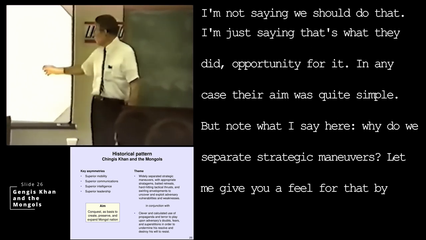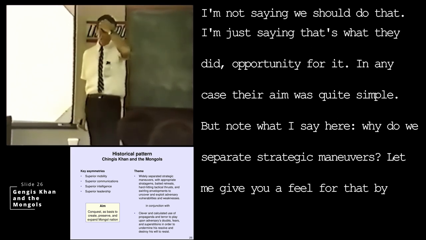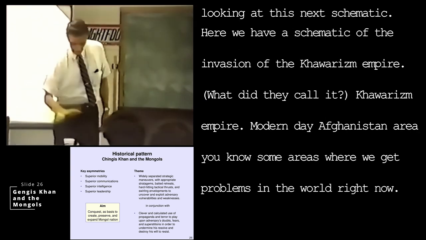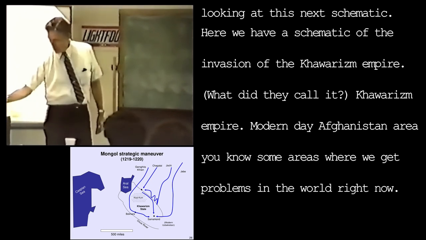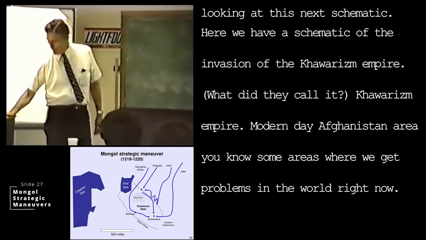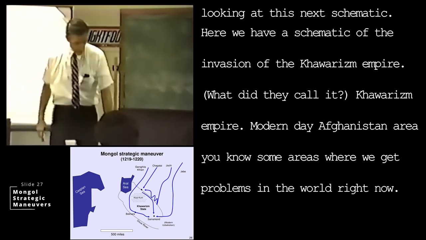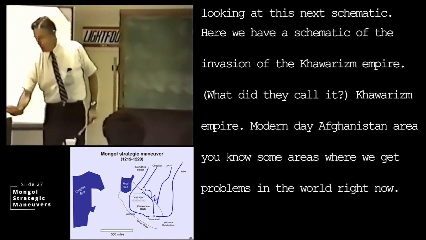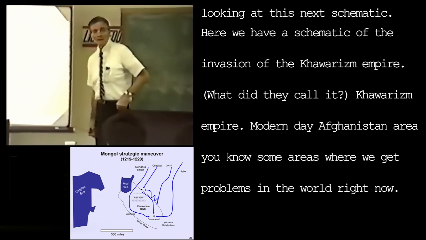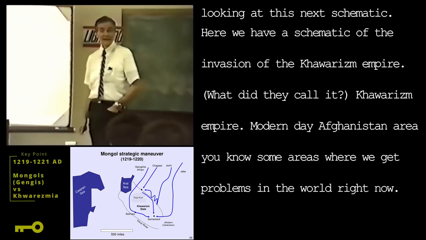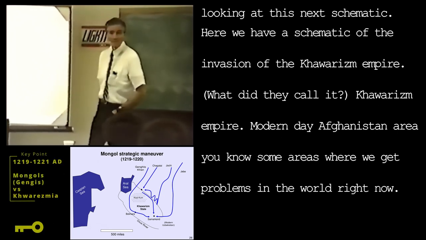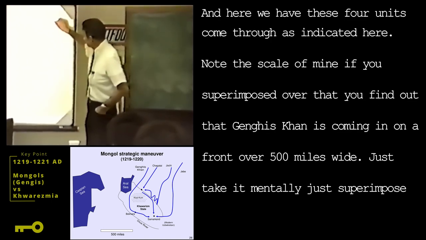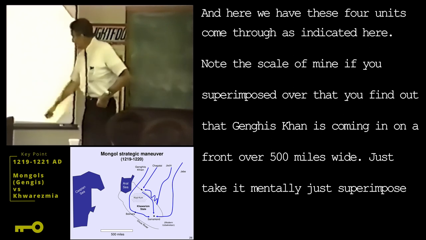But note what I say here. Why do we separate strategic maneuvers? Let me give you a feel for that by looking at this next schematic. Here we have a schematic of the invasion of the Persian Empire. The what empire? Khwarazmian Empire. Modern-day Afghanistan area. You know, some of the areas where we've got problems in the world right now. And here we have these four units coming through as indicated here.